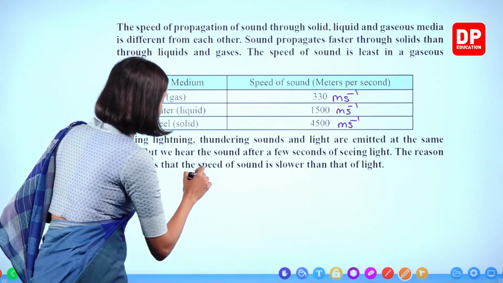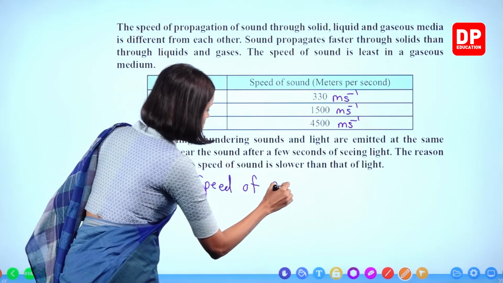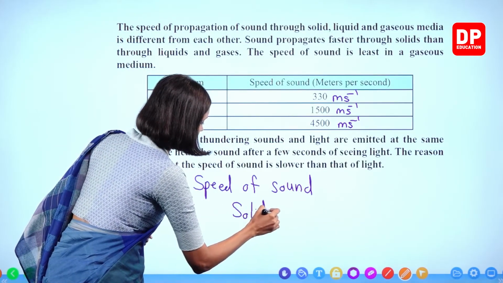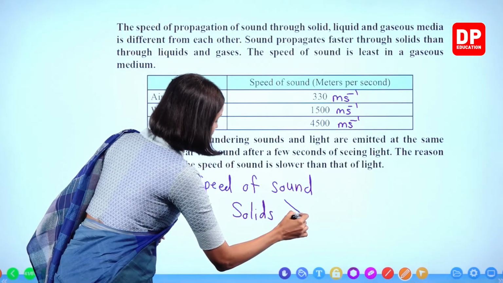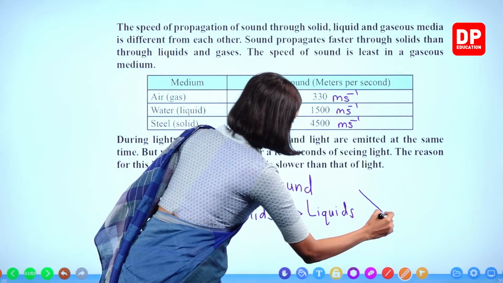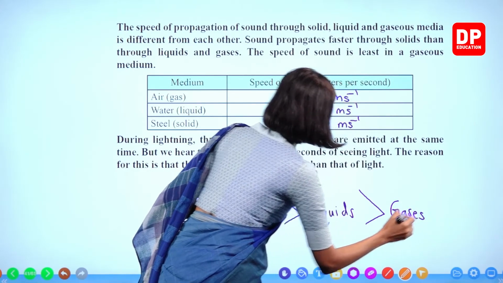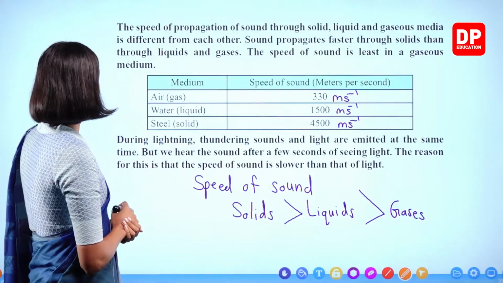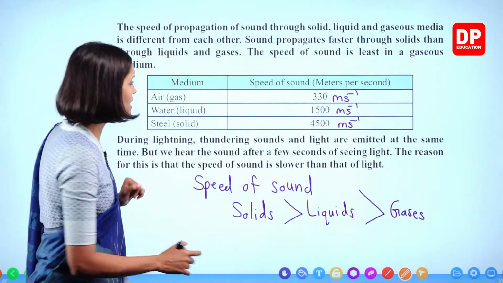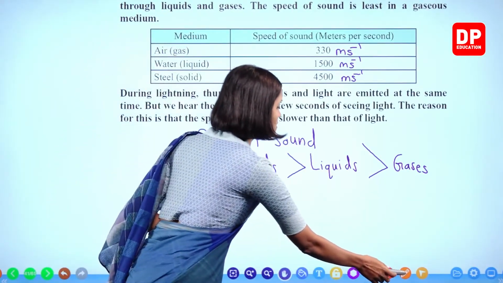So we can write like this. Speed of sound: highest in solids. When you consider liquids, it's lower than solids but higher than gases. Right? Lowest in gases. Right, children? So what is the reason for this, children? You are going to learn the reason in the upper grades too, but I will briefly explain it. Right, children? I will briefly explain the reason for this one.